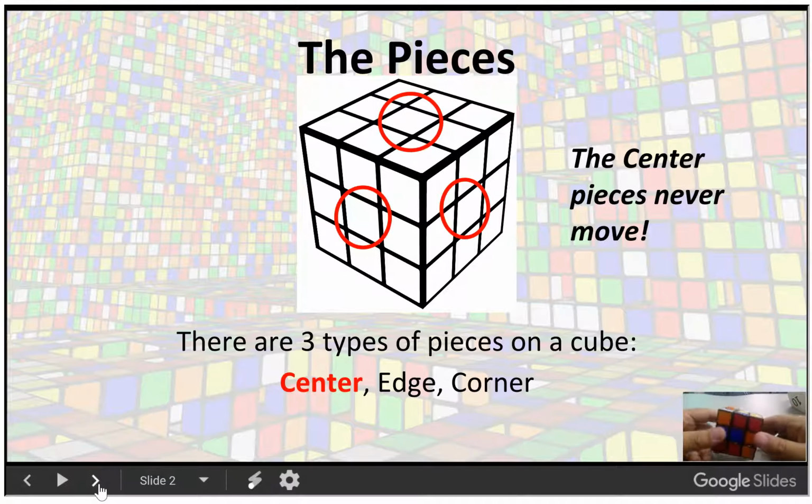And my centerpieces never move. So my blue centerpiece, I can consider that already solved. Orange is already solved, green. So I already have a piece on each side that's already solved. And that makes it a little bit less intimidating.